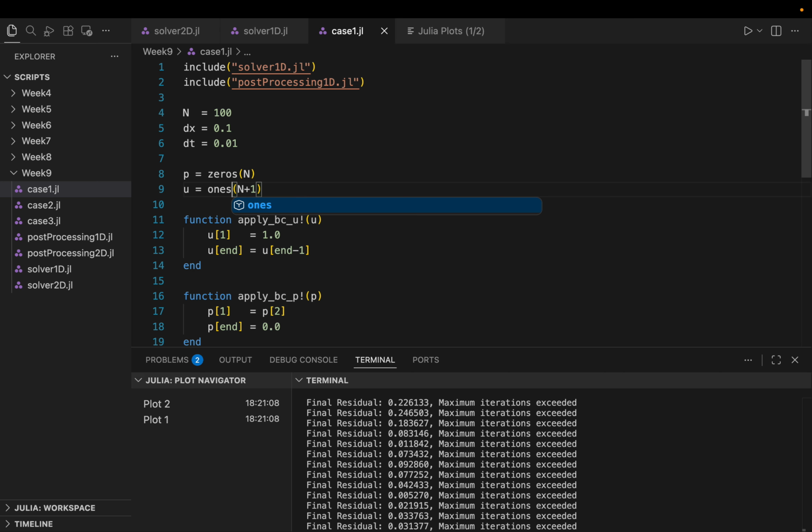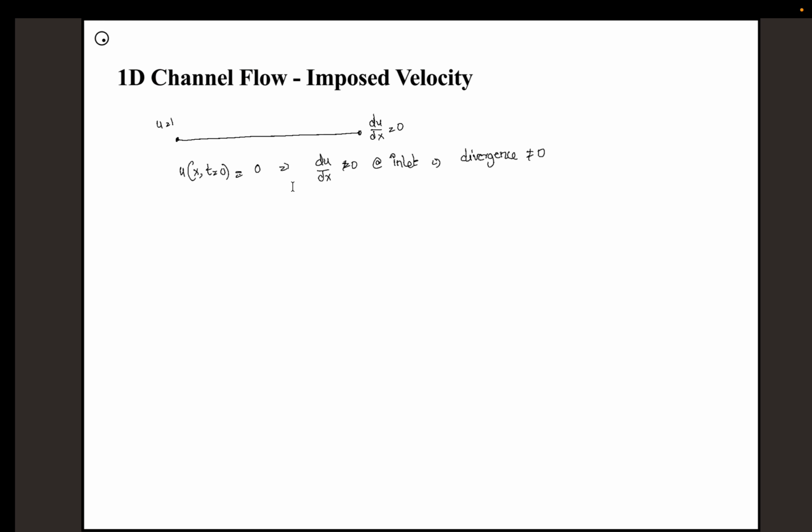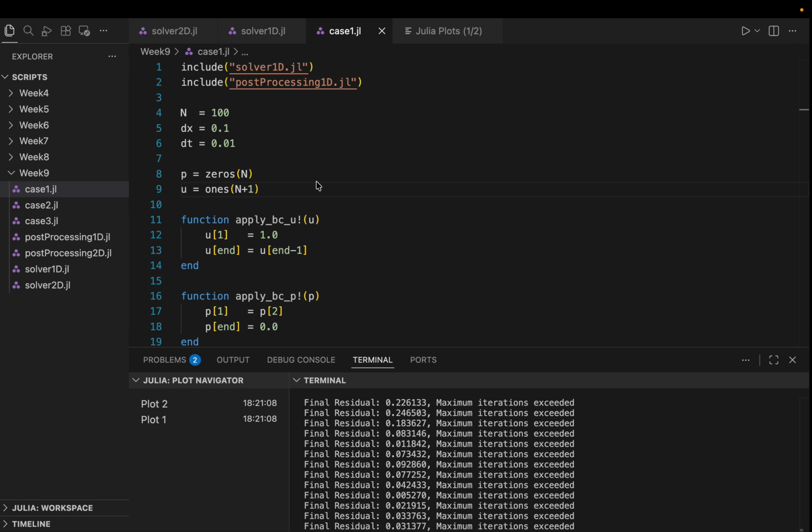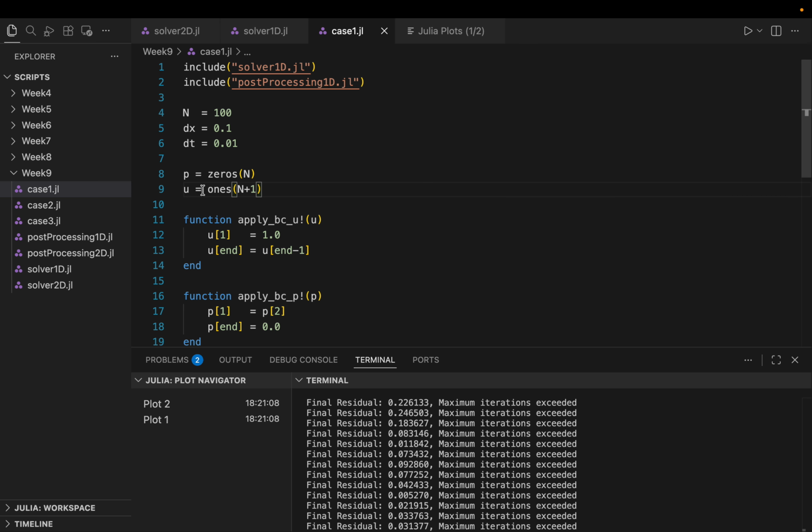But we can also do something else now. Instead of zeros, let's say I start with a divergence free field. Because u is 1 at the inlet, I'll just define it to be constant throughout. So instead of 0, I'll put equal to 1, or whatever the velocity I'm keeping here. So this is 1, and I'll keep 1 everywhere. Now let us see what happens if I run this.